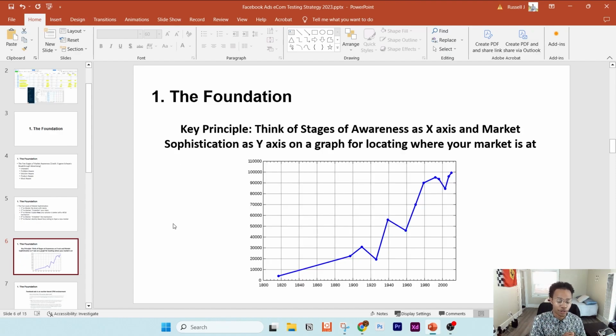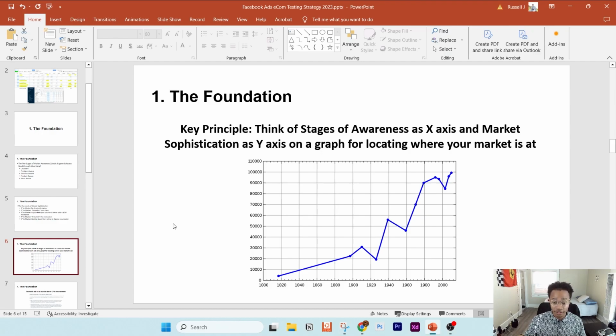Think of stages of awareness as an x-axis and market sophistication as a y-axis on a graph for locating where your market is at. Now, what do I mean by this? Your market is going to have a certain level of market sophistication and also a certain stage of awareness, right? So you're going to want to have those two key metrics dialed in before you even touch the ad account. And why am I saying this?